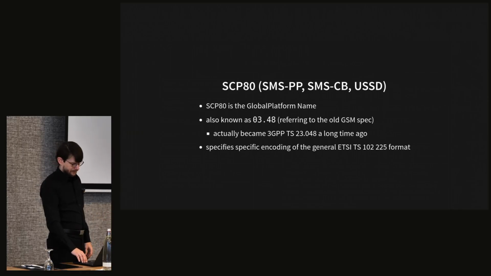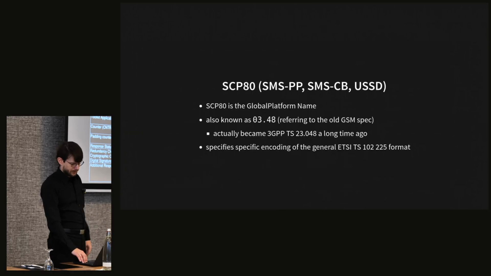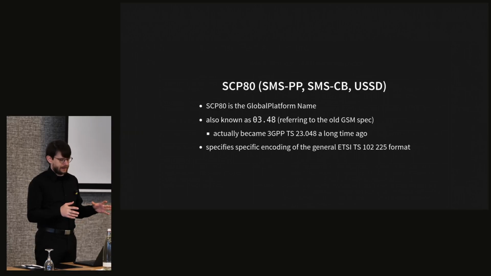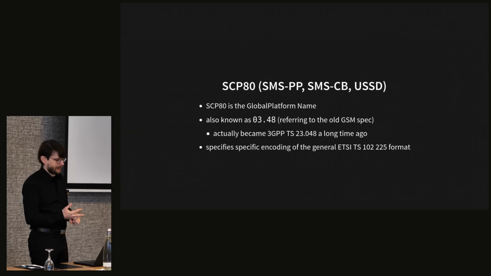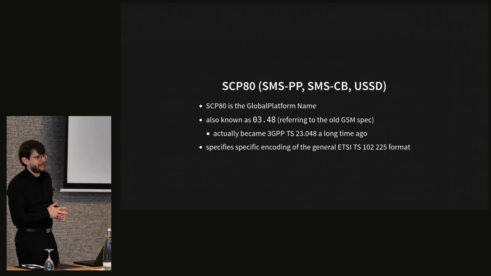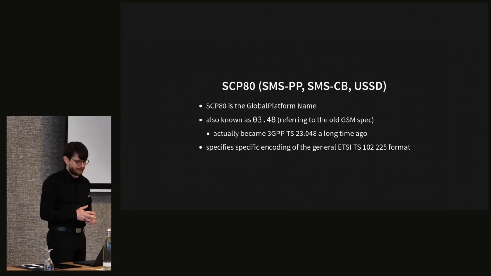So by the way, those couple of slides are from TS 102 225 ETSI, and then we have the specific encodings for specific transport layers. And this group of transports, SMS point-to-point, SMS cell broadcast, and USSD, that's what we call SCP-80 in the Global Platform sphere. It would be called TS 03.48 or 23.048 in the 3GPP or GSM specs. Basically 2 different terms meaning the same thing. Also took me quite some time to realize that originally when getting into this.